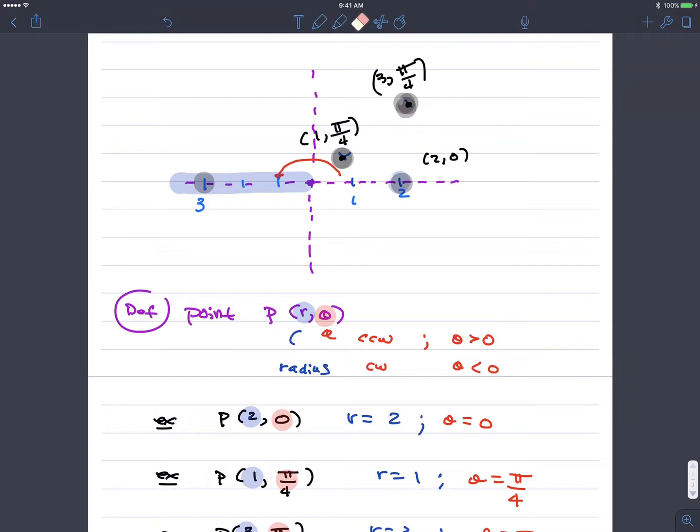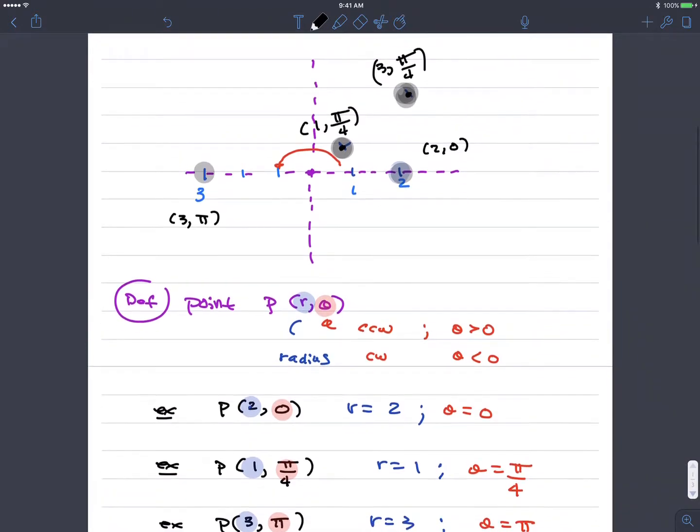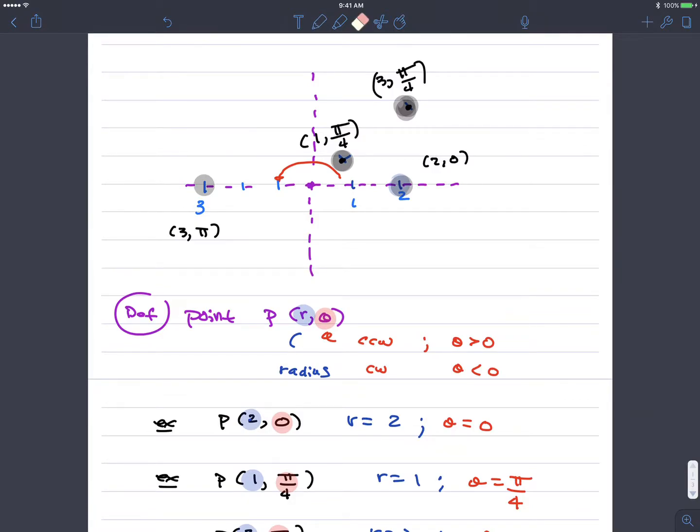And I'll erase this imaginary line, and we'll label this point here. And you can say this is 3, comma, what? Pi. That's the location of this particular point. All right, you guys okay with that? Anybody have any questions on some of these angles here? Let me erase some of this to clean it up.